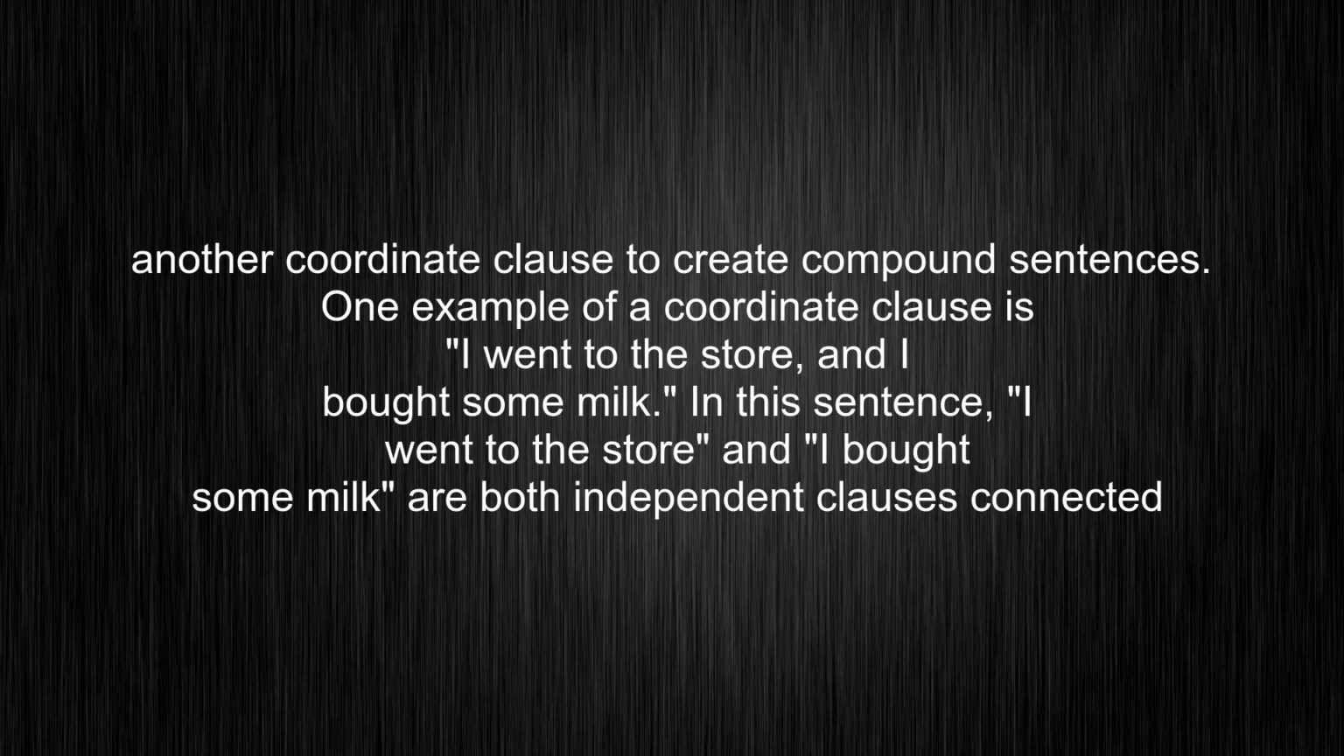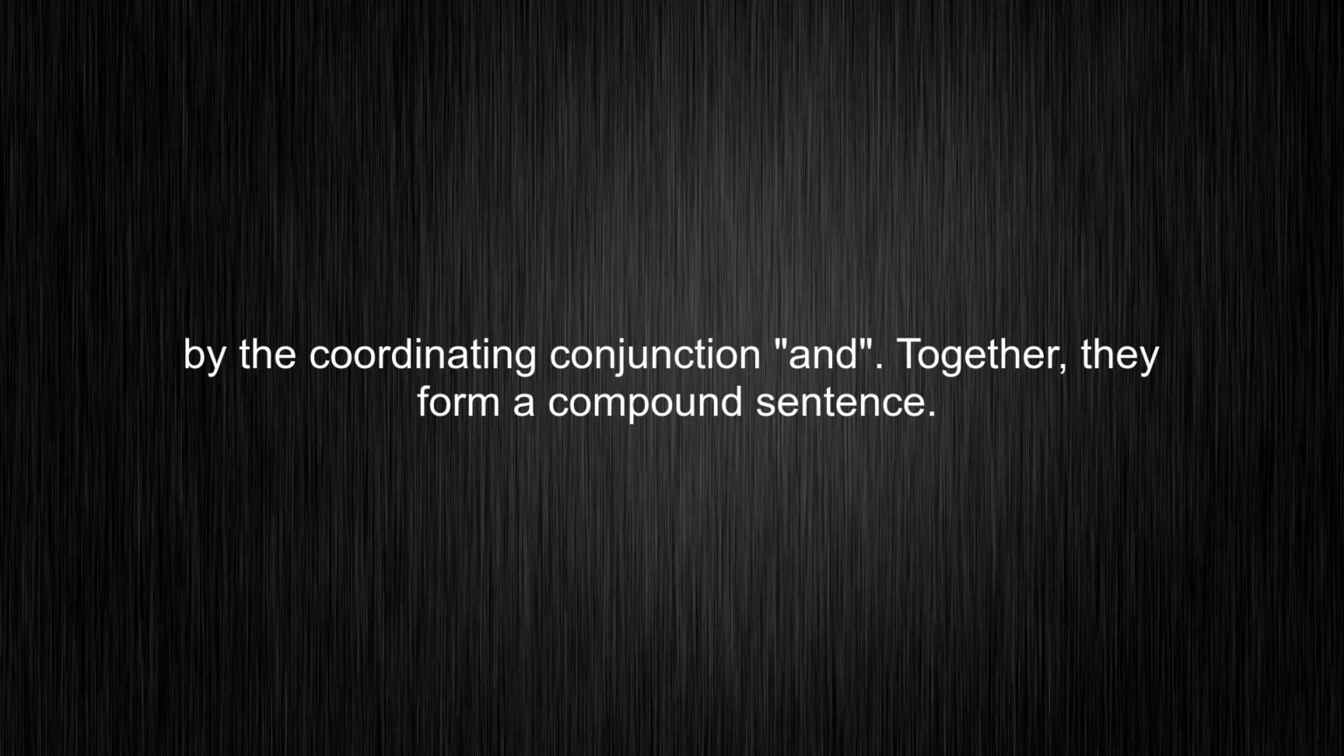compound sentences. One example of a coordinate clause is "I went to the store and I bought some milk." In this sentence, "I went to the store" and "I bought some milk" are both independent clauses connected by the coordinating conjunction "and." Together, they form a compound sentence.